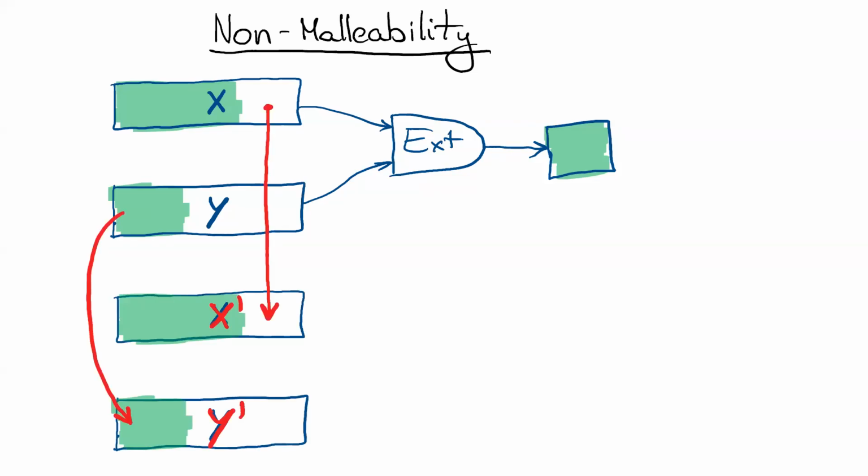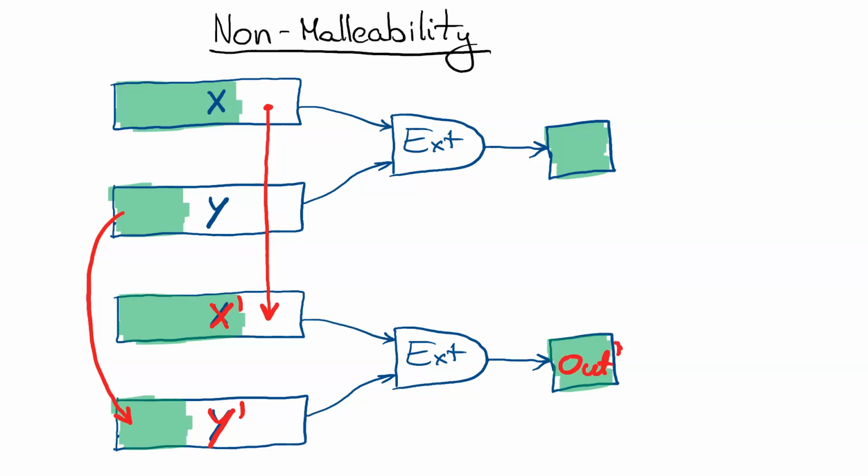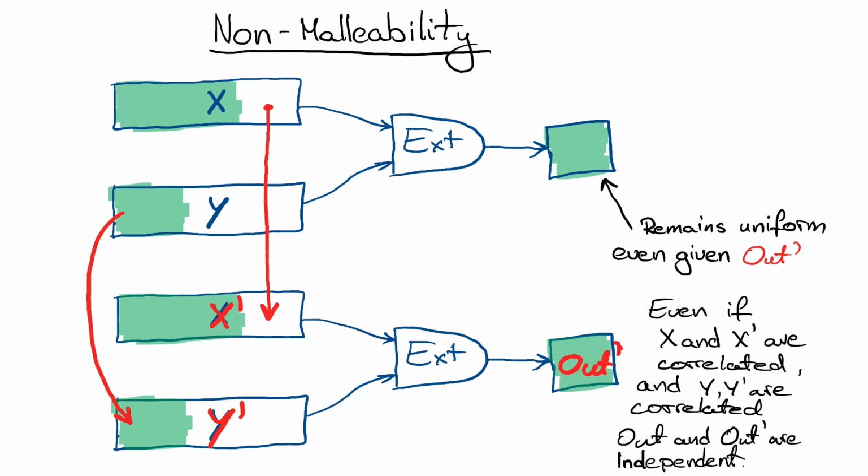If we look at x prime, that's correlated to x, and y prime, that's correlated to y, and that correlation can be due to various reasons. Maybe it's a result of some physical processes, maybe it's a result of adversarial tampering. And then we plug this correlated randomness into the extractor, we get output prime. And non-malleability guarantees that the original output remains uniform, even given output prime. So to reiterate, even if x and x prime are correlated and y and y prime are correlated, the non-malleable extractor breaks that correlation. The outputs will become independent.